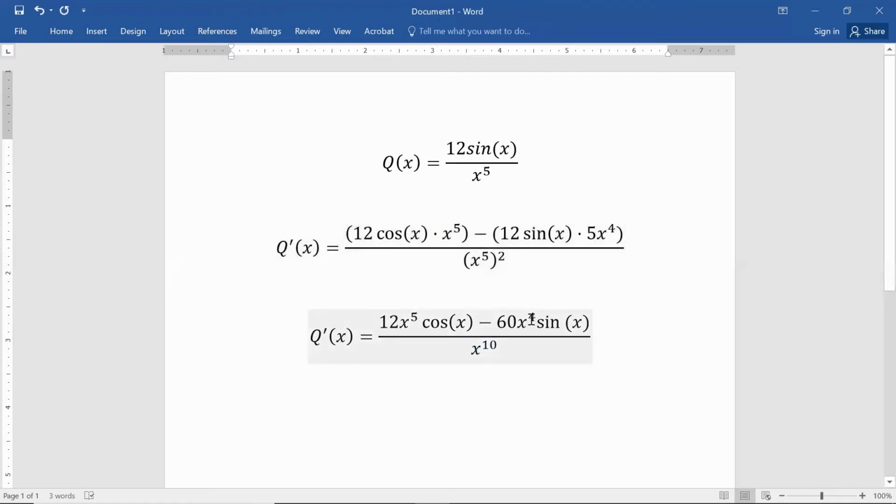Now, if you want, you can factor out an x to the 4th and cancel that out with some of the like terms in the denominator. But I don't need to do that right now. I think this is as good as I want it to be. So 12x to the 5th times cosine x minus 60x to the 4th sine x, divided by x to the 10th. So the quotient rule is applied here.